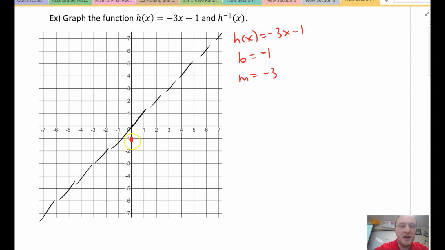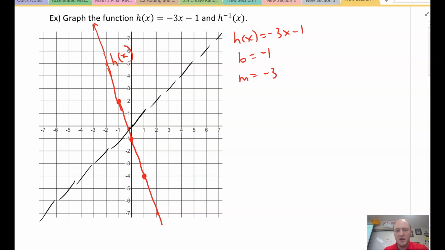So I'm going to go down 1, 2, 3, and to the right 1. I'm also going to go up 1, 2, 3, and then to the left 1. I'll do one more point to help me see my line, 2, 3. So it looks something like this, and this is h of x.